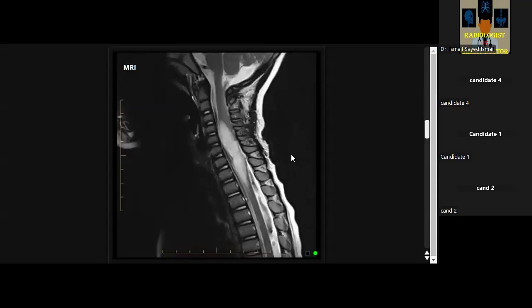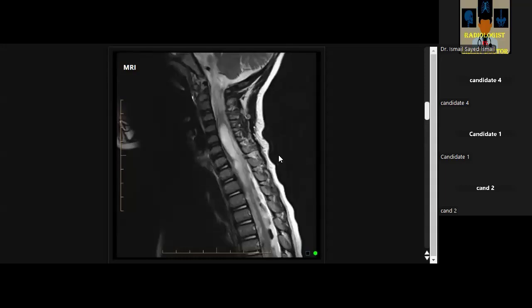Any provisional diagnosis from these 2 sequences? I would like to give the differential diagnosis of astrocytoma. Why astrocytoma first? Because it is low on T1 and high on T2, but keeping in view the appearance of the lesions which are present in the extramedullary space, I would also think of hemangioblastoma. Maybe there is artifact here. Okay, CSF flow artifact.